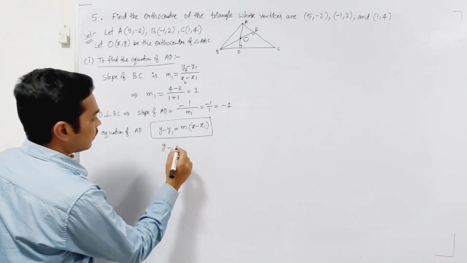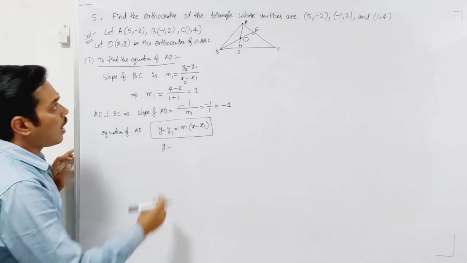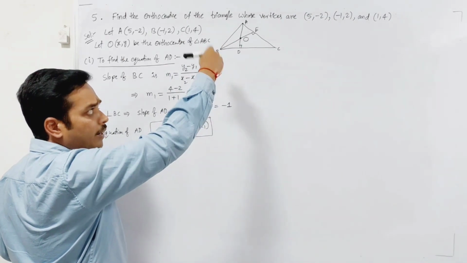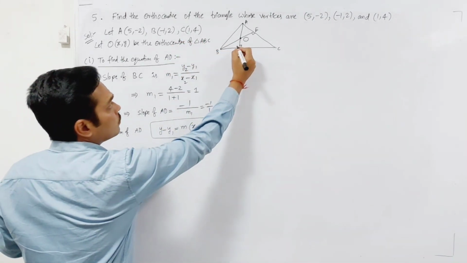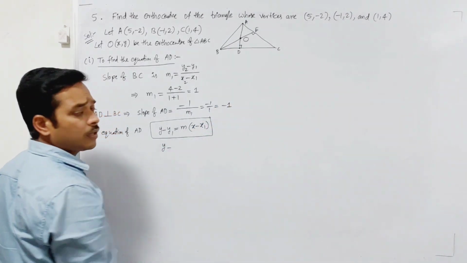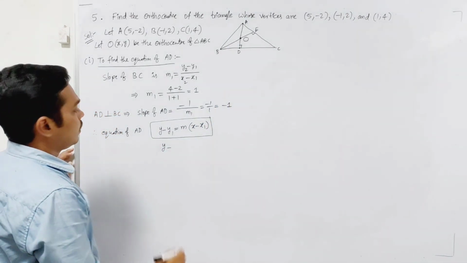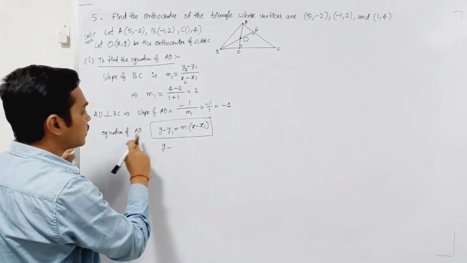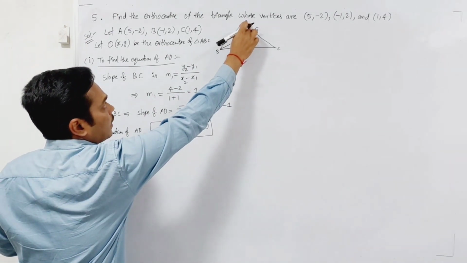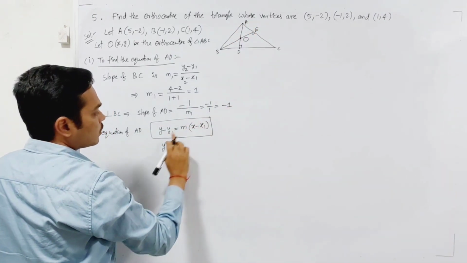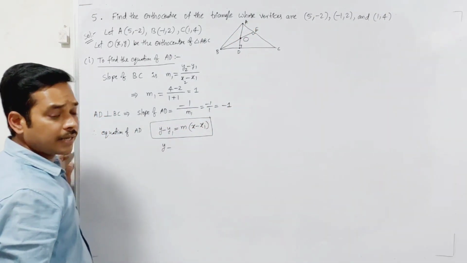What are x1, y1? On the altitude AD, we know vertex A, but we don't know the D value. We know the A value only. So by using A and the slope, this is the vertex point and slope, we use the slope point form of a straight line.